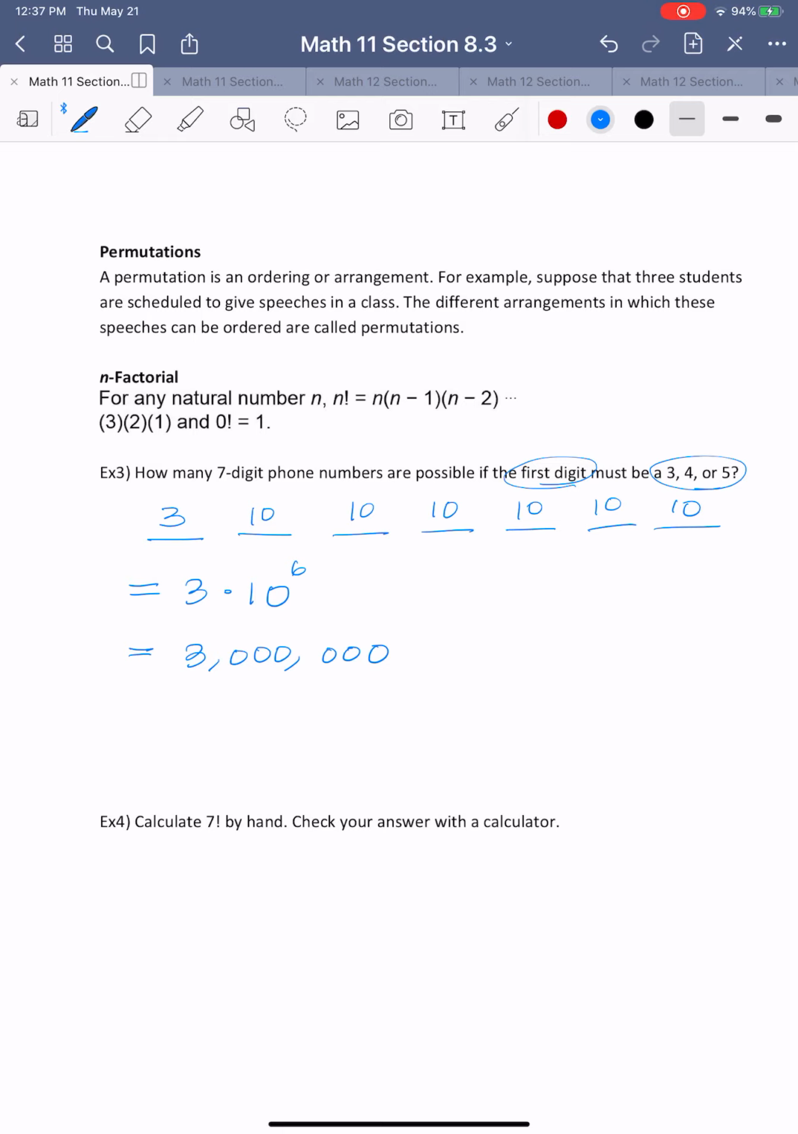Calculate 7 factorial by hand. The meaning of factorial is that you start from 7 and decrease the number by 1 each time, and then you just multiply them together. That's what we call the factorial. But we also have factorial buttons on the calculator, so you can just do that too.